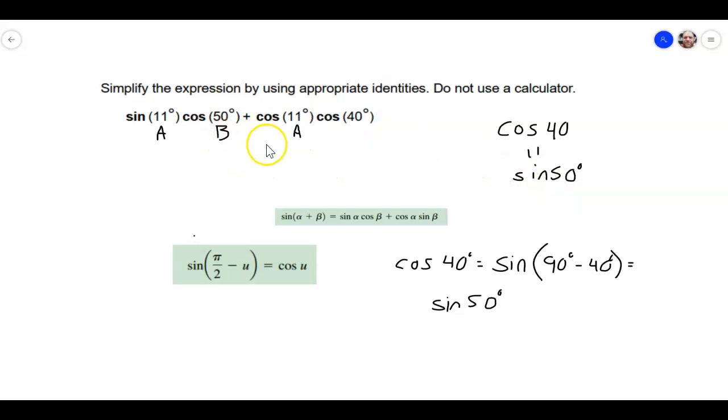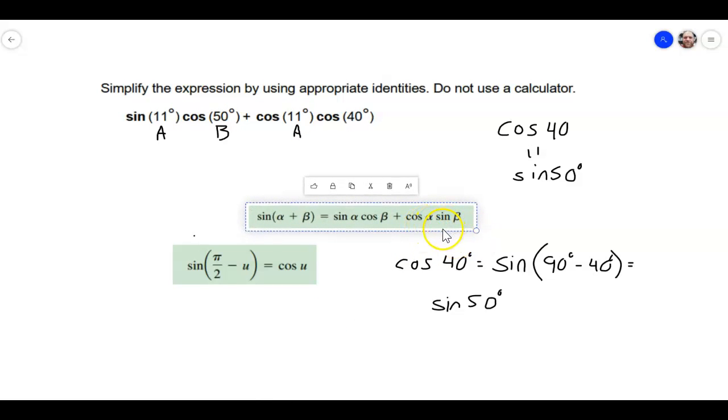So now this is exactly in the form of this right here. Let me make that a little bit bigger so hopefully you can see that. So really, we can reduce this entire thing now down to, and I'm going to put a line through this, because we know that the cosine of 40 degrees is equal to the sine of 50 degrees, and that angle there is going to be our B.